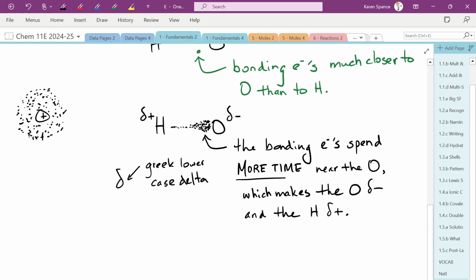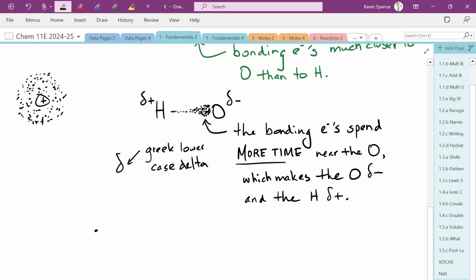Now let's imagine that we have a hydrogen bonded to a hydrogen. Would we find the electrons at the position where we have the red ones, where we have the blue ones, or where we have the green ones? Think about that. Chat with your partner.